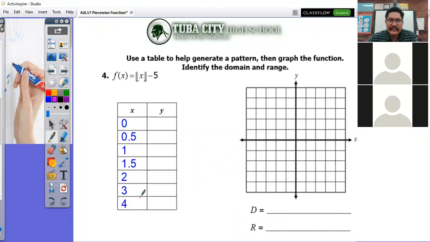Okay, same directions: get the pattern, graph it, identify domain and range. Now with this one, it's a little bit different, because the minus is on the outside. So this means that we have to round it down and then subtract 5. So 0, okay, so 0 minus 5. 0 is already an integer, so 0 minus 5 is going to be negative 5.